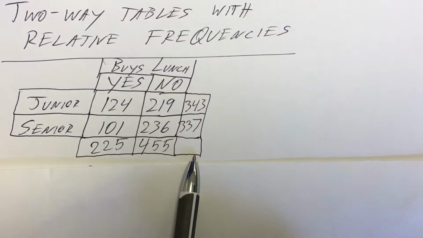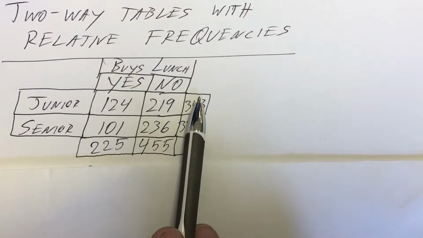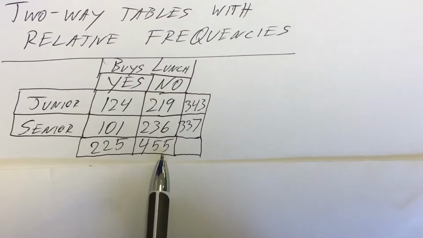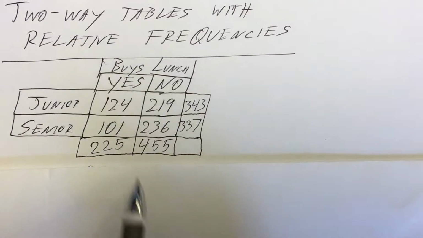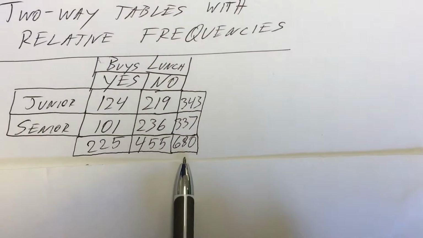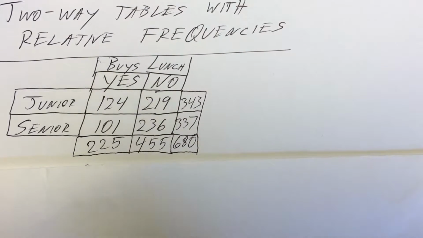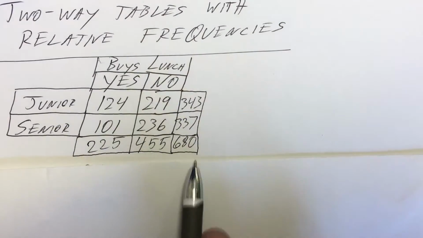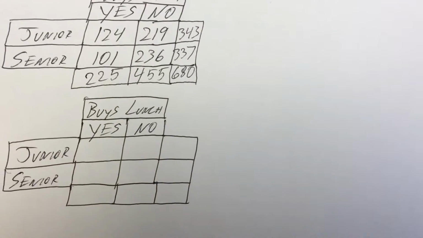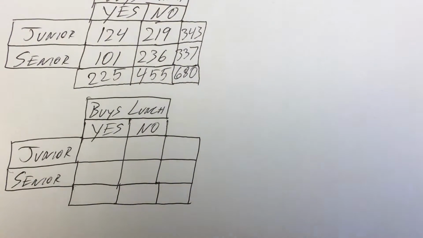For the total column at the bottom right, we can either add the juniors and seniors together, or we can also add the number of yeses and nos for buying lunch. That total should be the same in either direction. In this case, that number is 680, which represents 680 people included in this survey. Once we have the total of the rows and the columns, we can then draw a new table to represent the relative frequencies.